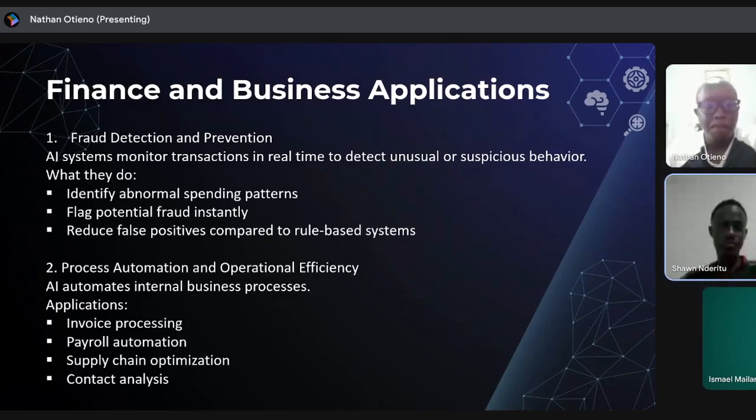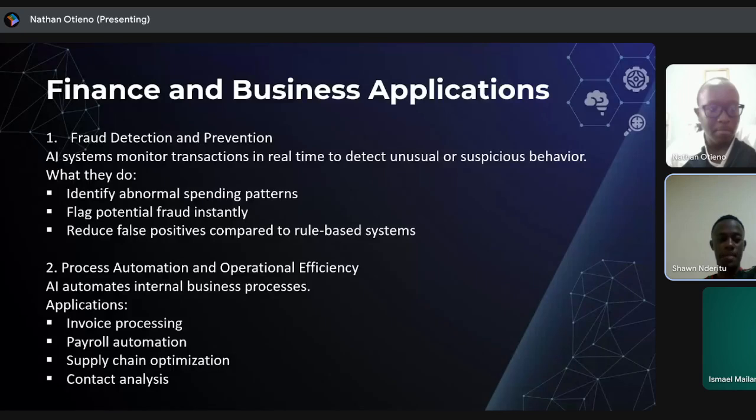So first, I'll take you through fraud detection and prevention. AI systems monitor transactions in real time to detect unusual or suspicious behavior. So how do they do it? Number one, they identify abnormal spending patterns. Number two, they flag potential fraud instantly. And number three, they reduce false positives compared to rule-based systems.